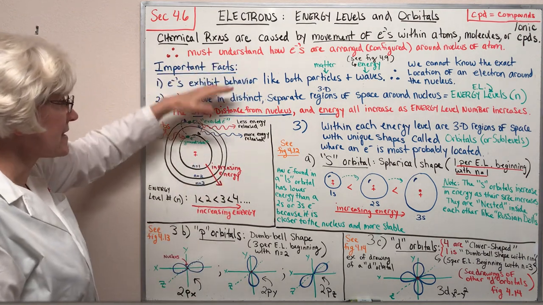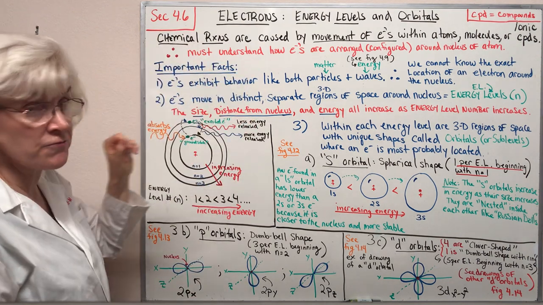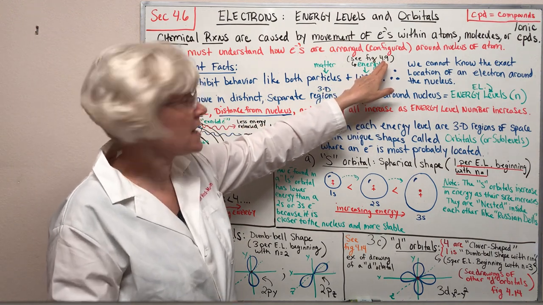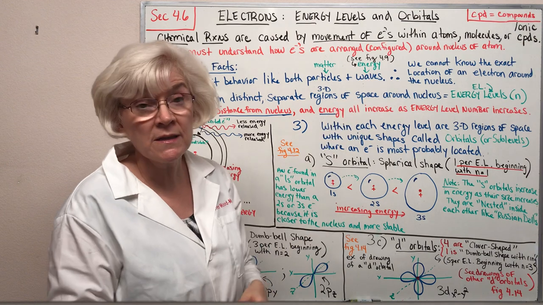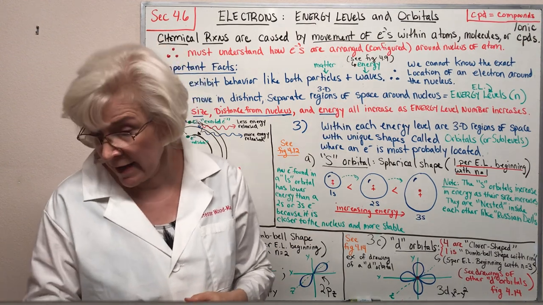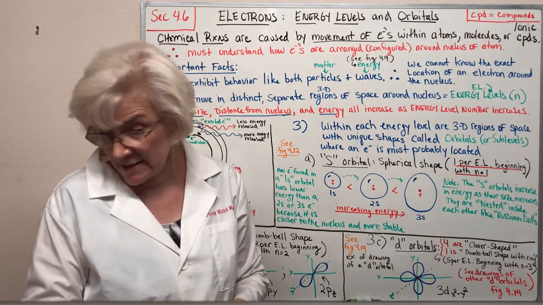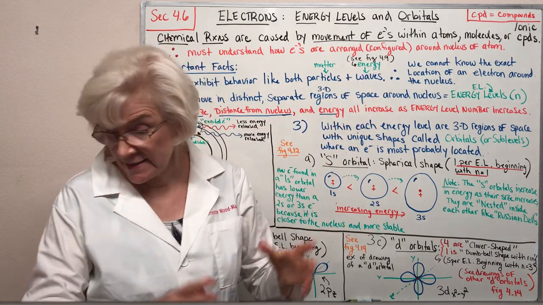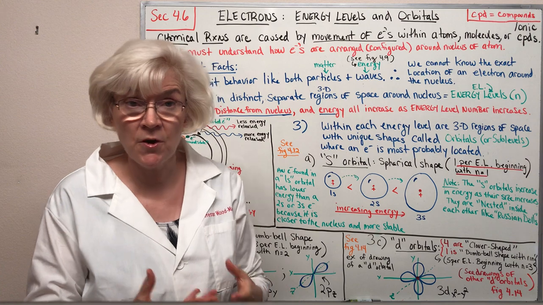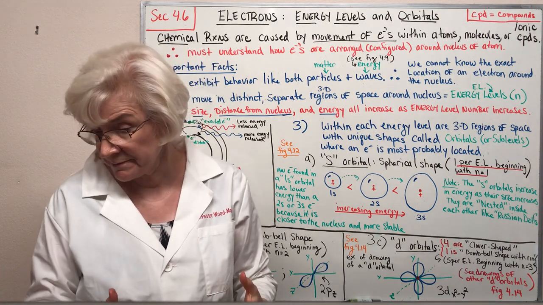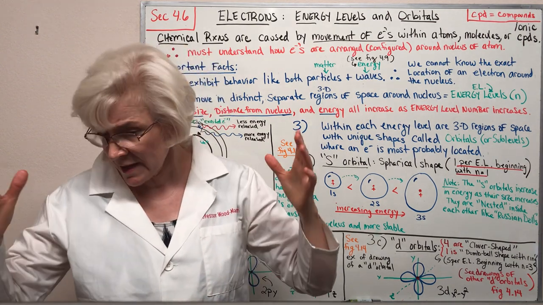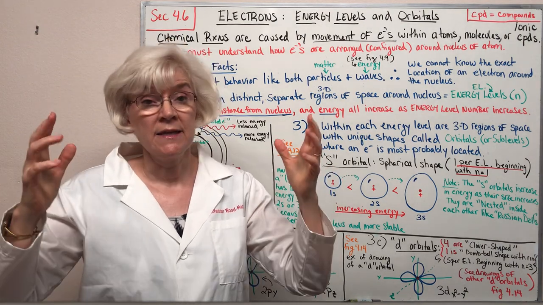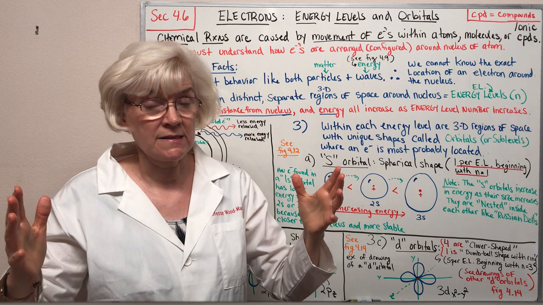Now, before I discuss important facts from section 4.6, I first want to point out to you, you should have your textbook open, and you should be looking at figure 4.9, which begins section 4.6. Figure 4.9 is a diagram of the electromagnetic spectrum. In other words, this energy spectrum consisting of visible light and other forms of light.